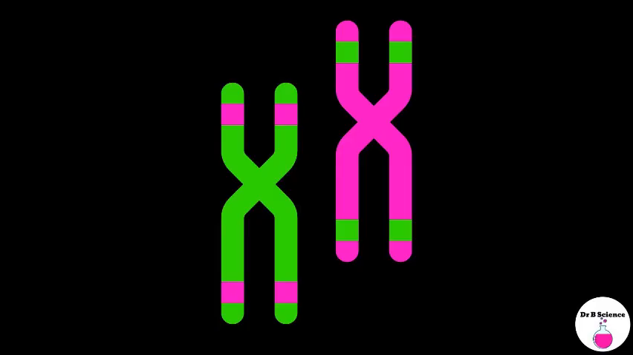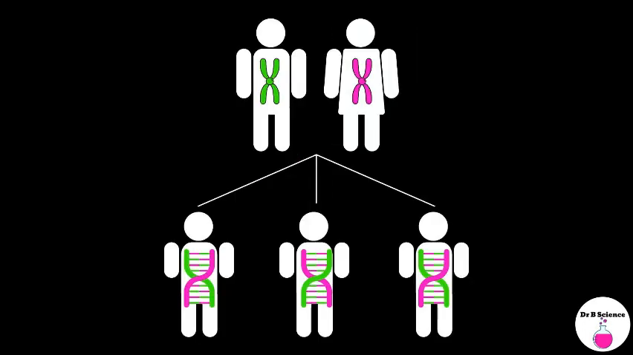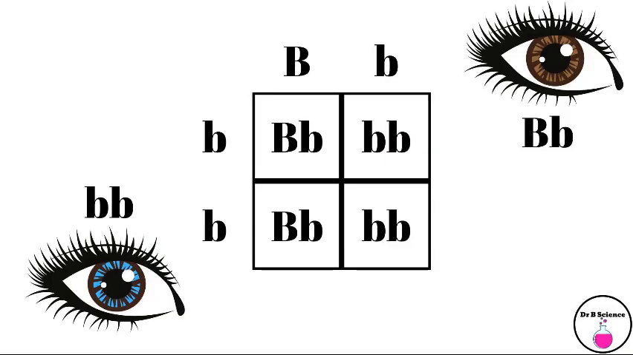In sexual reproduction, each parent has two versions of each chromosome. We call these alleles. When an offspring is produced, it gets one allele of each gene from each parent. Sometimes, these alleles can be identical, but often they're different, leading to genetic variation. We can model this using a Punnett square.